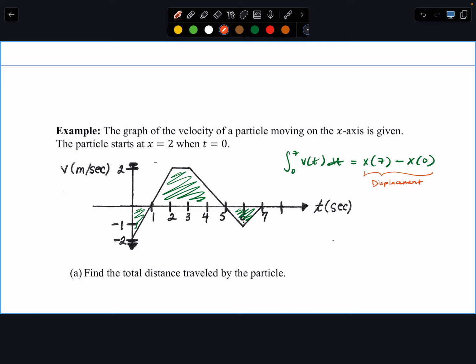So what if we thought about taking the opposite of this area plus this positive area plus the opposite of this area and added up those values, right? Because the opposite of this negative area would represent the actual distance traveled between 0 and 1. The opposite of this negative area between 5 and 7 would represent distance traveled between 5 and 7 seconds.